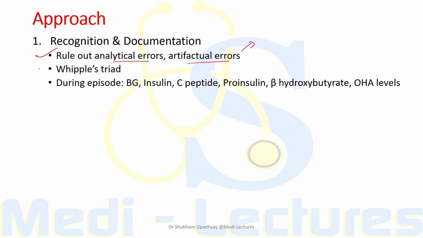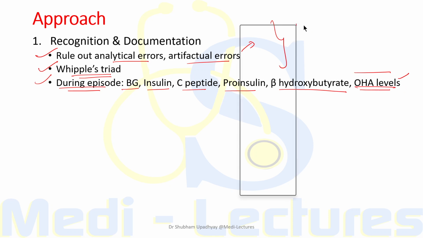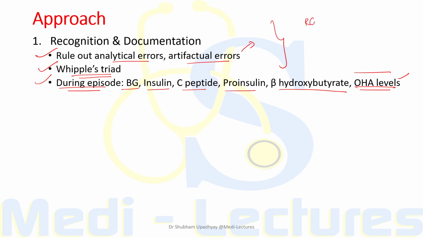Then at the time of the episode, Whipple's triad must be fulfilled. During the episode, we have to collect blood glucose levels, insulin levels, C-peptide, proinsulin, beta-hydroxybutyrate. If available, OHA screen, that is OHA levels, will also be done. At this same time, after the sample collection, we will also urgently start treating the hypoglycemia, as it can be life-threatening.